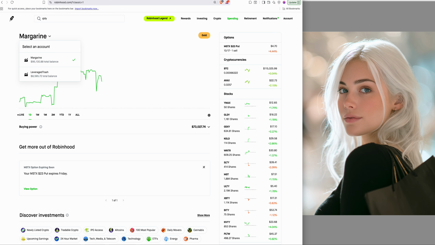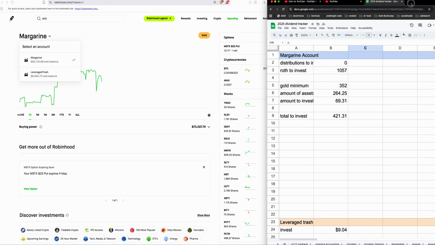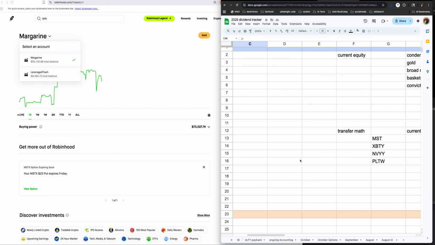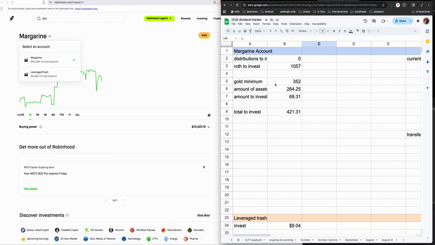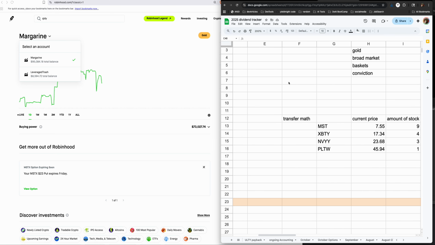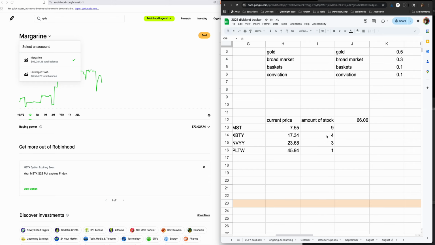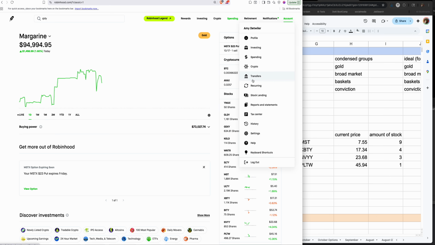So hopefully that'll help you all follow along which account I am referring to. I went through today and we have everything written down and organized, so hopefully this will be pretty smooth. We have $421.31 to invest, and we're transferring $264.25. So each one of these should have $66.06 transferred out of it. We rounded it. So let's go to account and transfers.